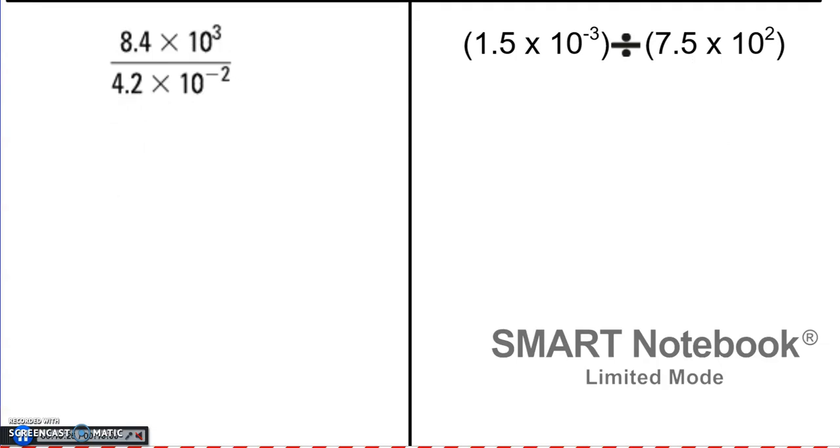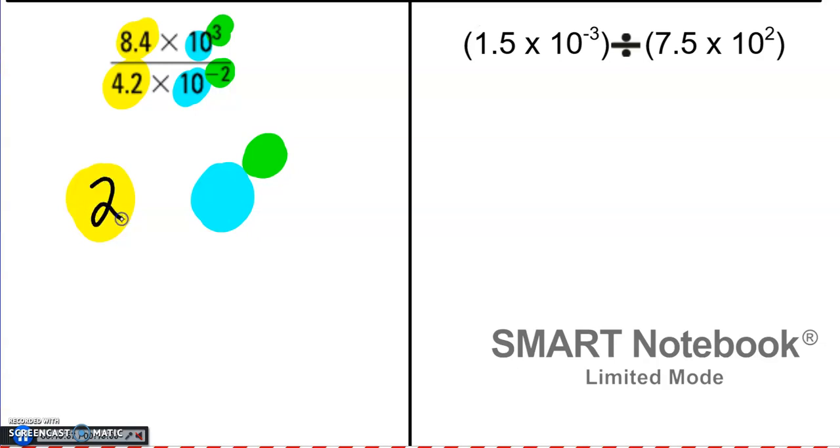Sweet. Let's take these two and apply them within 2 examples within scientific notation. So we have 8.4 times 10 to the 3rd over 4.2 times 10 to the negative 2nd. We're going to take the exact same properties here. We're going to do 8.4 divided by 4.2. Our base is still 10. And our exponents are 3 and negative 2. So let's see what happens. Let's fill in the colors first. So we do 8.4 divided by 4.2.